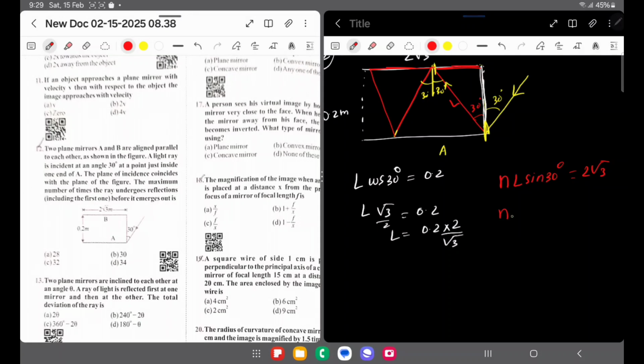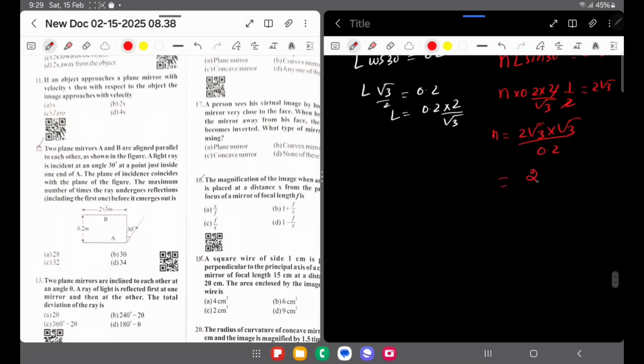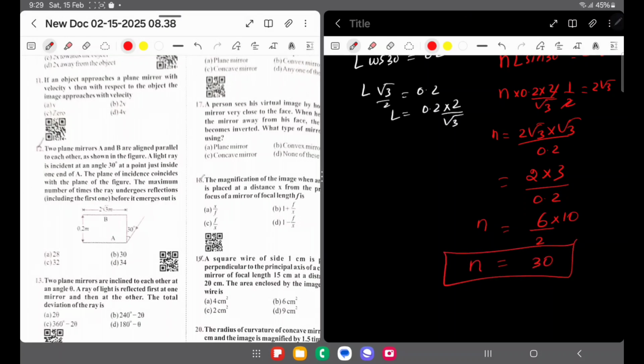So for n, in the place of L you can substitute 0.2 into 2 by root 3, and sin 30 is nothing but 1 by 2. So the 2 root 3 terms get cancelled off. I can simplify that as n equal to 2 root 3 into root 3 by 0.2. What I got is 2 into 3 by 0.2, that is 6 by 0.2. 0.2 can be written as 2 by 10, so I got 60 by 2, which is 30. So the number of times it may undergo the reflection phenomenon is 30 times.